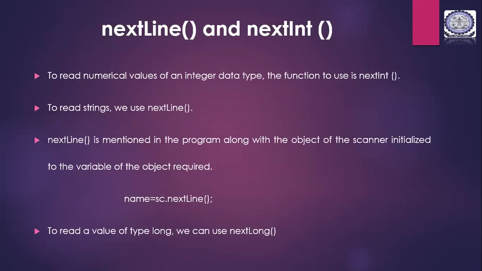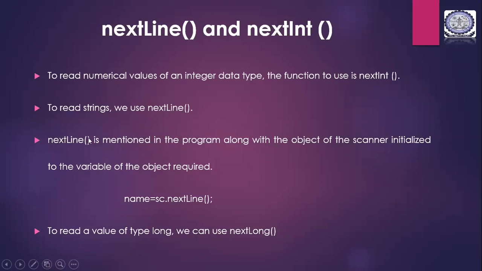So to read in the values from the user, we have a few commands for each of the data types. Okay? To read the numerical values, that is integer data type, you have the nextInt command. Okay, this nextInt command takes in the integer values from the user for integer data types. And for strings, we use nextLine. Here we use the nextInt and nextLine commands, so we are discussing them.